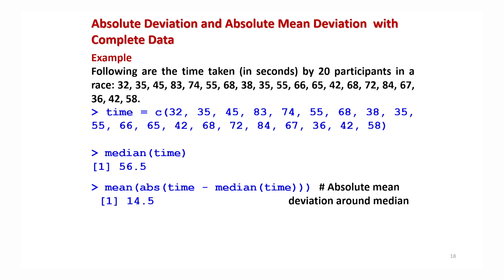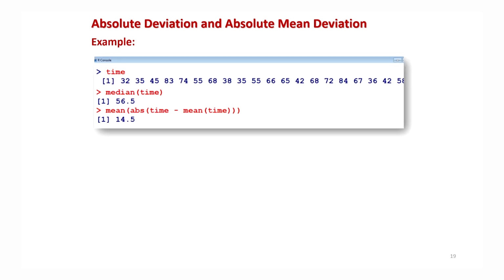Right. So let me try to explain this concept on the same data set. If I have a data set called time, you can see this is my data set. I try to find the median, and this is 50.5, and if I try to find the absolute mean deviation around median, this comes out to be 14.5. Now on the other hand, this is the screenshot of the same operation. I will try to show you on the R console also.